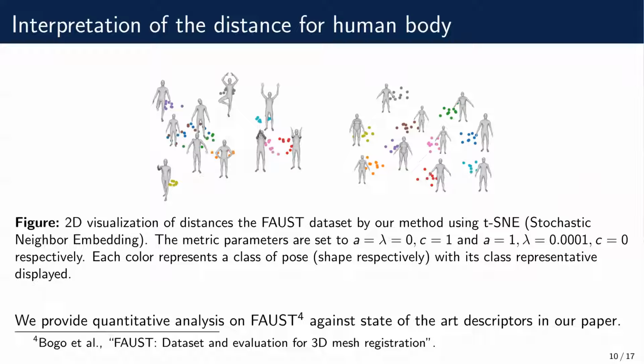We conduct our experiments on the registered humans of pose dataset. We display the result using t-SNE on the distance matrices. We observe that either pose, on the left, with C equals 1 and other parameters to 0, or shape, on the right, with C equals 0, A equals 1, and lambda being small, are well clustered using our distances.